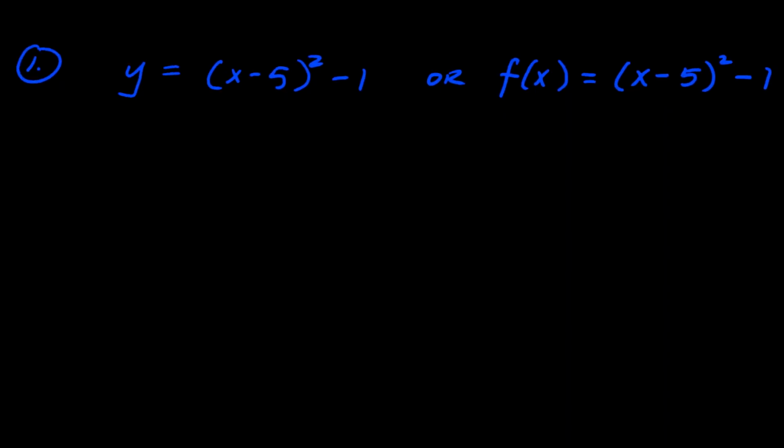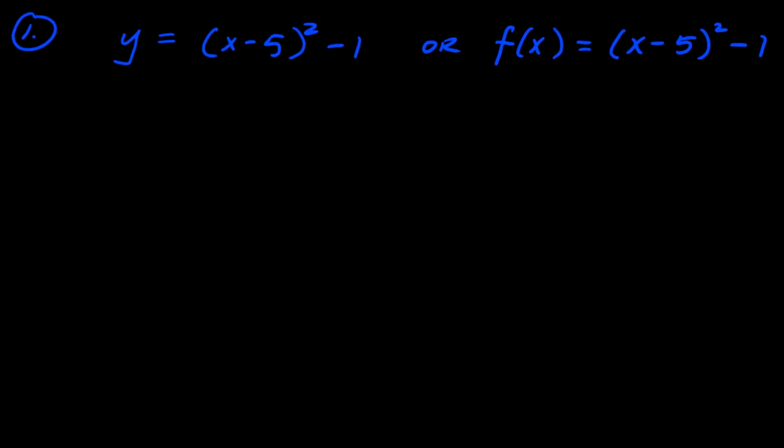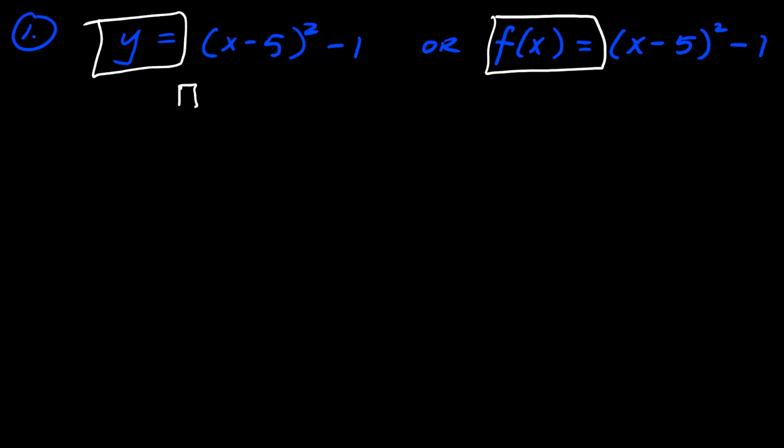First example has us looking at y equals the quantity x minus 5 squared minus 1, and realize it's the same thing whether it's f of x equals or y equals. That's not going to make a difference. What we are going to do is match it up with the form of the vertex, which we like to use the fill-in-the-blank philosophy. So we have it looking like this.